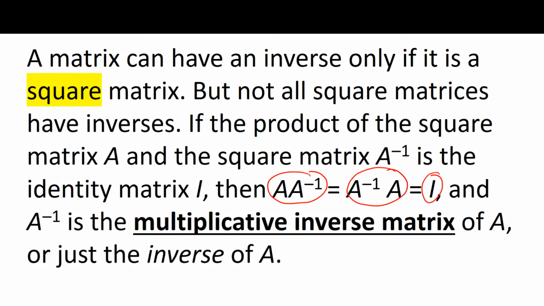So basically all that's saying is that if you had, say, just using numbers, not matrices, 5 over 1 times 1 over 5, that's the same as 1 over 5 times 5 over 1, and that's all equal to 1. So that is the multiplicative inverse matrix, if these were all matrices.